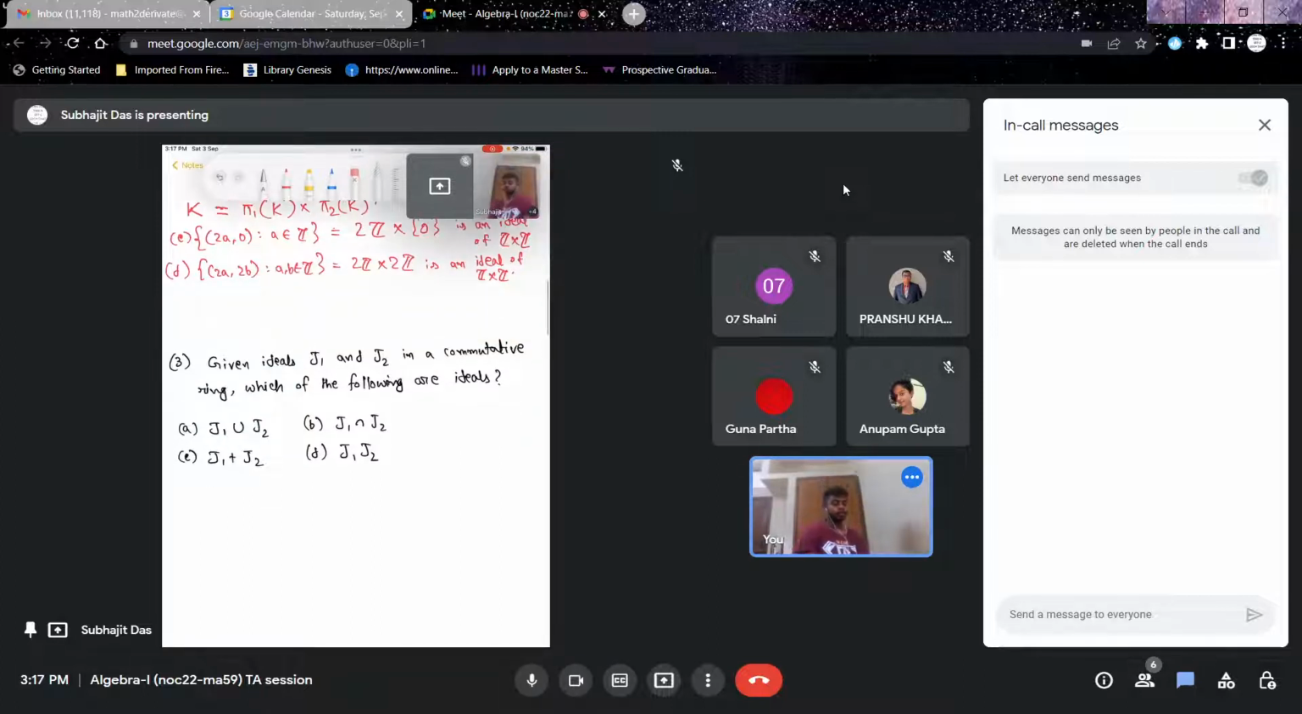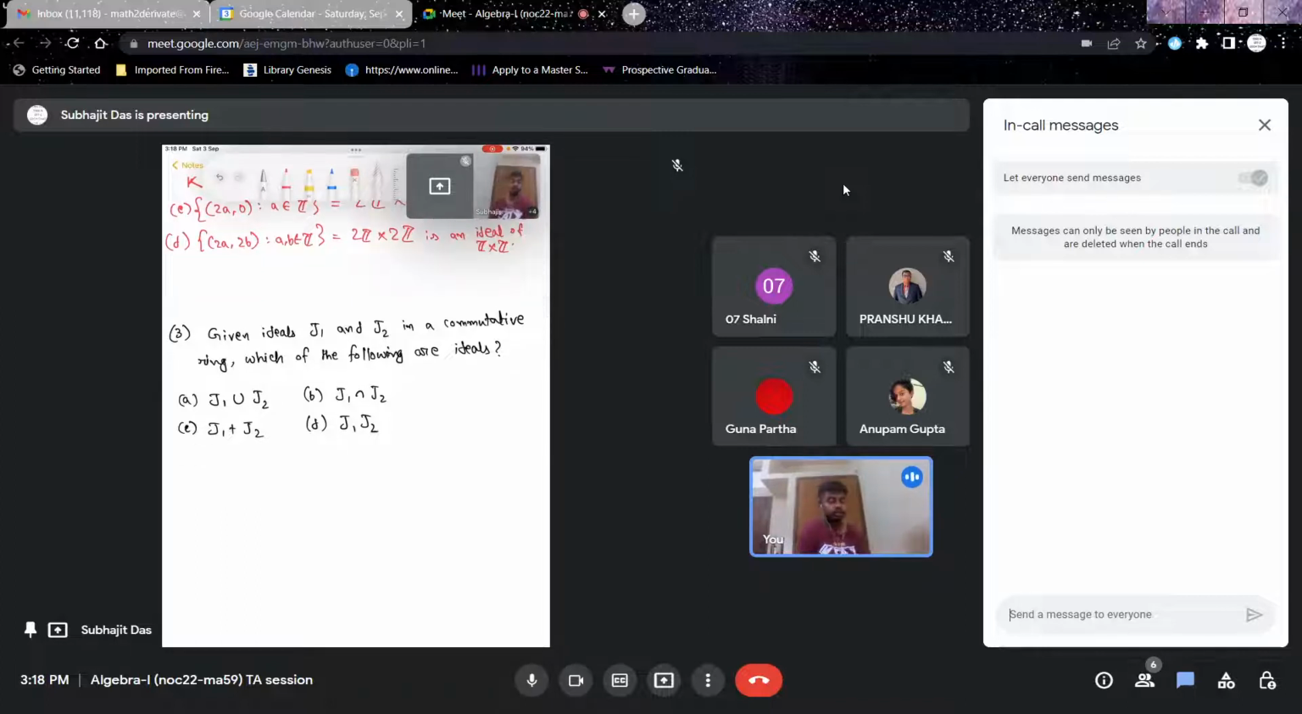So the next problem is again a question about ideals, and to be more precise, it is about operations on ideals. Given two ideals, we have some operations to combine them and obtain a third ideal. That is what this third problem is all about. So you are taking a commutative ring R and you are taking ideals J1 and J2 in R. Then you are asked to find out which of these are ideals, A, B, C and D.